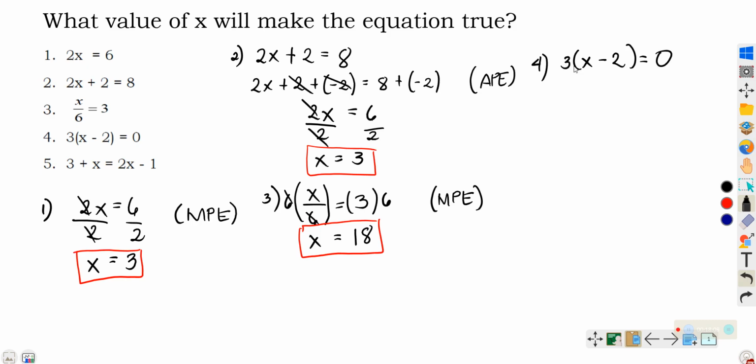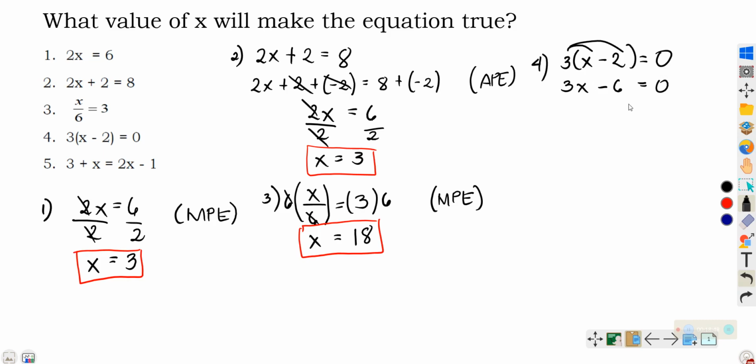So, kung mapapansin nyo, may grouping symbol tayo. Okay? So, pwede nating isimplify muna yung ating equation. Sabi nga dun sa steps, isimplify natin by using the distributive property. So, i-distribute muna natin yung 3 dun sa terms na nasa loob ng ating parenthesis. 3 times x is 3x. And 3 times negative 2 is negative 6. Then, equals 0. Doon lang natin minultiply sa loob ng parenthesis yung 3, ah. So, yung right side, 0 pa din.